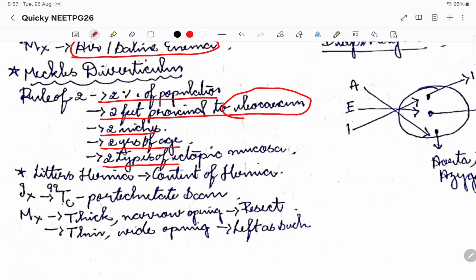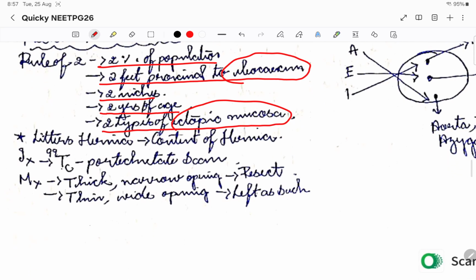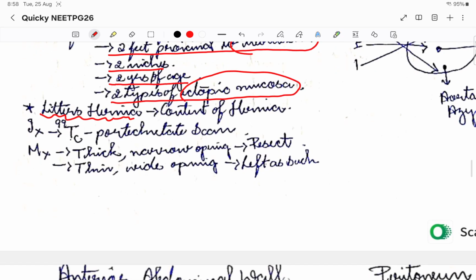Then 2 types of ectopic mucosa will be there in Meckel's diverticulum. If it is the content of a hernia, we will call it Littre's hernia. Littre's hernia is where Meckel's diverticulum is the content of the hernia. How do we do the investigation? It is based on the technetium scan that we do.